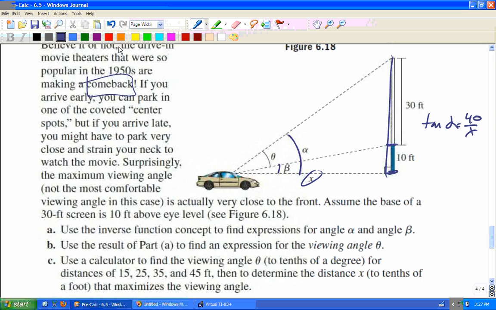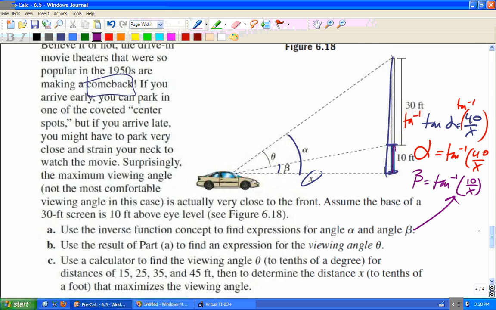We're looking for an expression of alpha in terms of x. Right now we've got tangent alpha, so we're going to take the tangent inverse of both sides. When we take the tangent inverse of the tangent of alpha, we're just left with alpha equals the tangent inverse of 40 over x. In a similar manner, you can generate the fact that beta will equal the tangent inverse of 10 over x. The only difference is the opposite height just being 10. So those are our answers for part A.